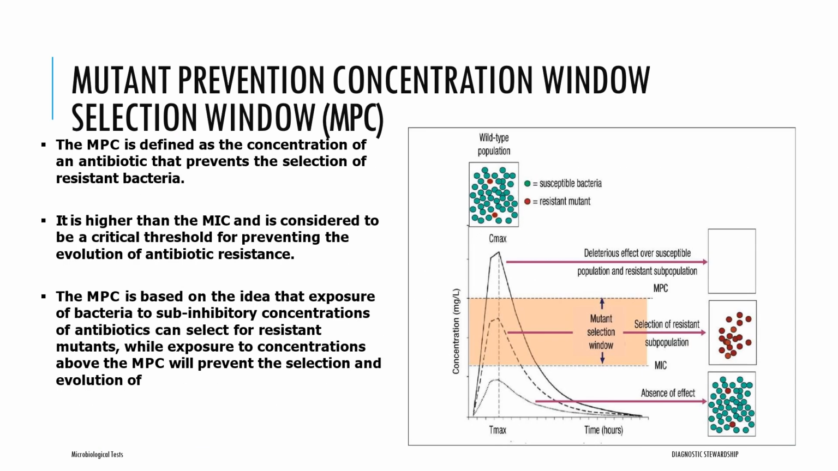Then we have the term called mutant prevention concentration, or MPC, and the mutant selection window. MPC is defined as the concentration of the antimicrobial that prevents the selection of resistant bacteria. It is higher than the MIC and is considered to be the critical threshold for preventing resistance. MPC is based on the idea that exposure of bacteria to sub-inhibitory concentrations of antimicrobials can select for resistant mutants, while exposure to concentrations above the MPC will prevent the selection and evolution of resistant bacteria. In this chart, we can see there is a mutant selection window, which is higher than the MIC, and it is used for selection of the resistant subpopulations.